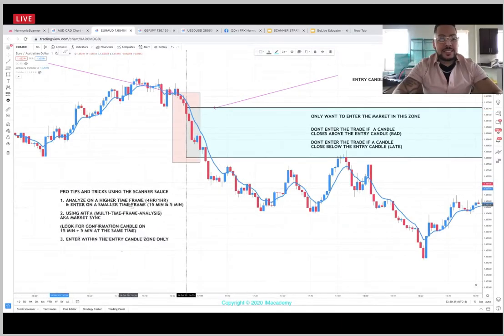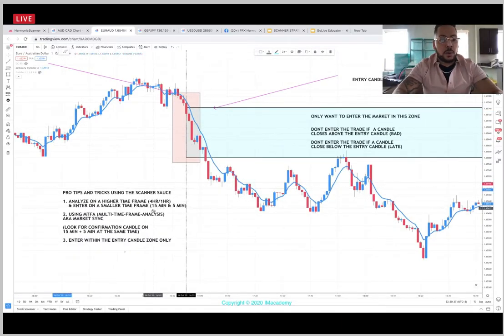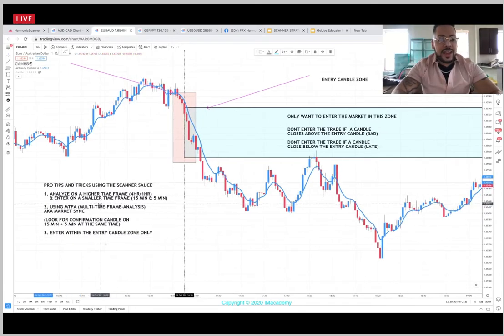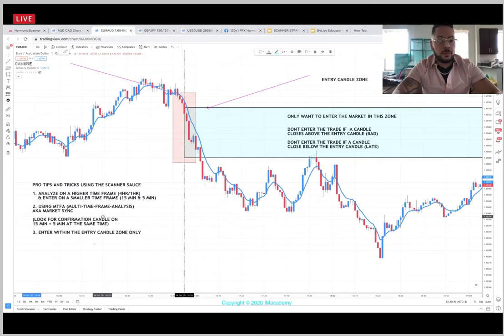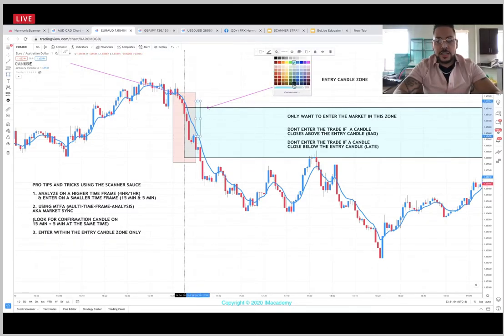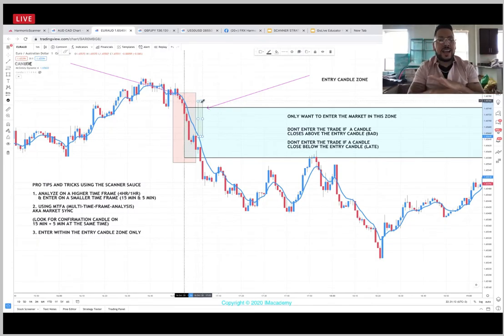What ends up happening is sometimes the candles in this zone pull back, okay? So when you're looking at these candles, you can enter the trade on any of the candles in the entry zone. 1, 2, 3, 4, the pullback, 5, 6, 7, right? You can enter any of these candles, but if a candle closes above the entry candle, you do not take that trade.